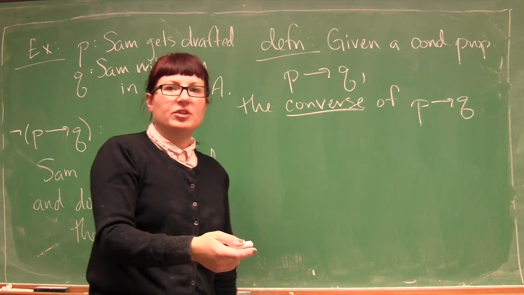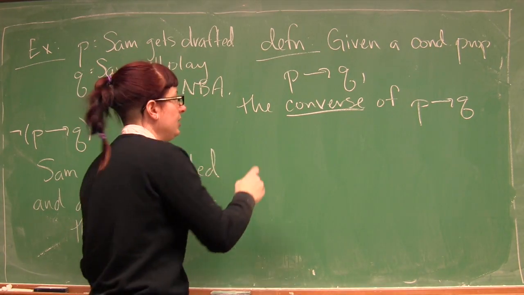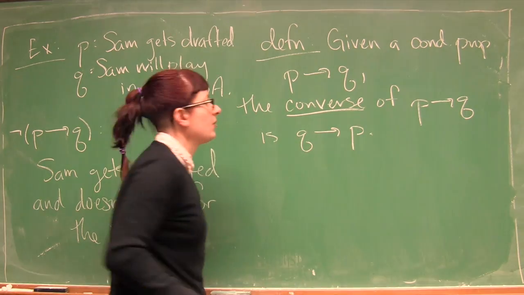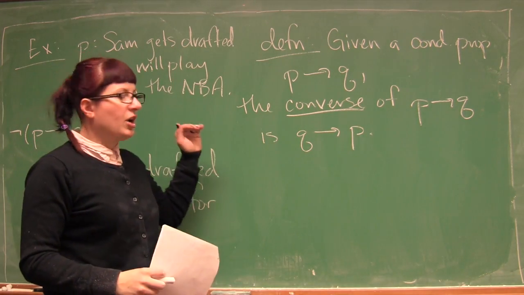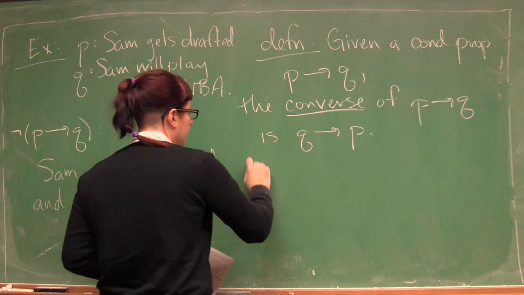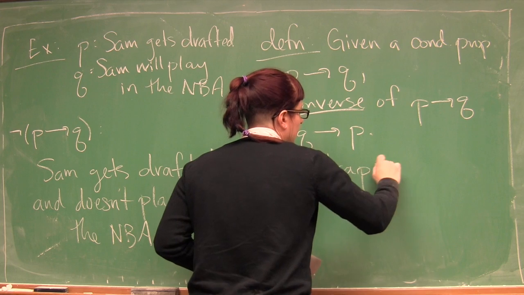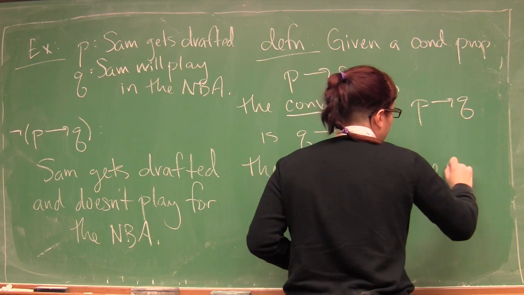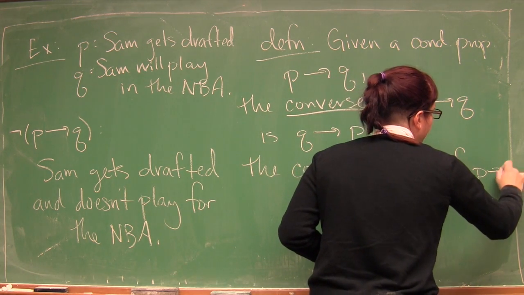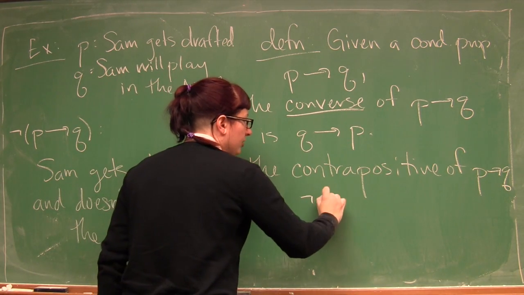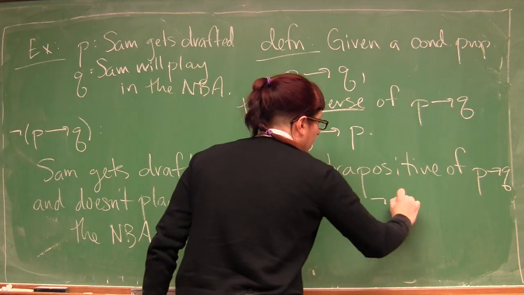and that's the proposition Q implies P. And the other terminology is the word contrapositive. The contrapositive of the conditional proposition P implies Q is the proposition not Q implies not P.